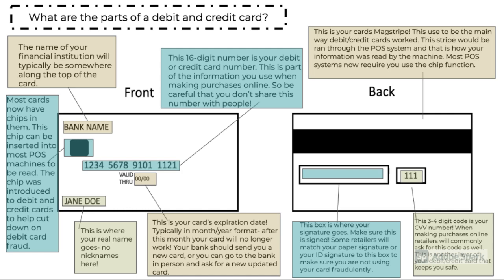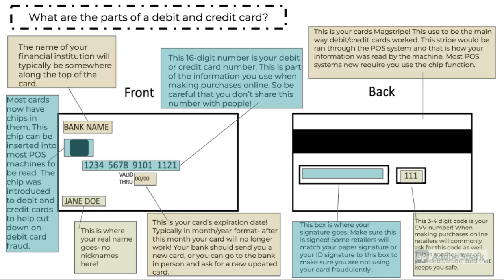Now, let's look at the back of the debit and credit card. So up first, we have your card's mag stripe. This used to be the main way debit and credit cards worked. This stripe would be run through the POS system, and that is how your information was read by the machine. Most POS systems now require you to use the chip function.